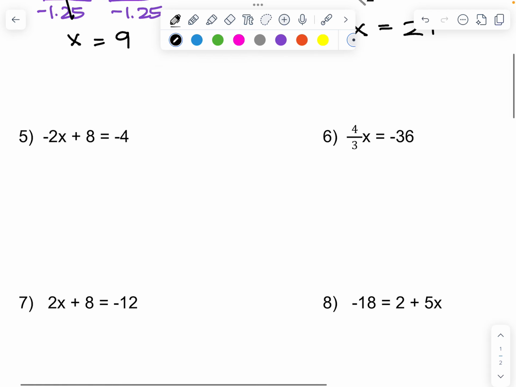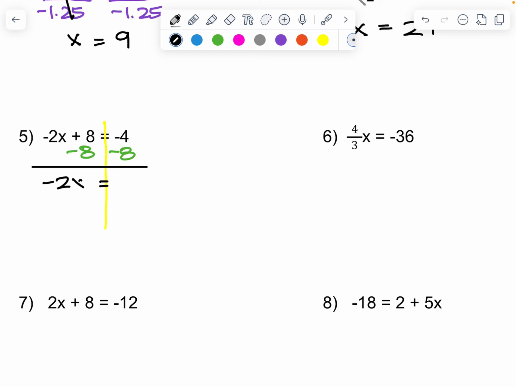All right, we're going to do the same thing again, but now we have 2-step equations. So we want to undo addition and subtraction first. Let's take away 8 on both sides. Bring down my equal sign. I have a negative 2x and a negative 4 and a negative 8 make a negative 12. That negative 2 and the x are actually multiplying. They're not subtracting, so we're going to divide by negative 2, x equals a positive 6.